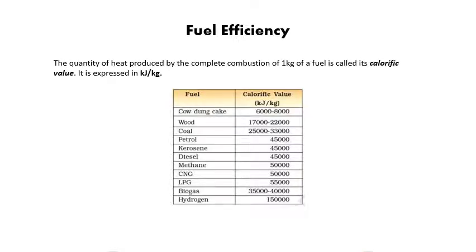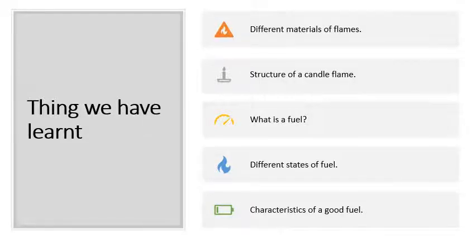So today we have learnt about the different types of flame, the structure of a candle flame. We have also discussed about what is a fuel and what are the various states of a fuel and what are the characteristics of a good fuel.